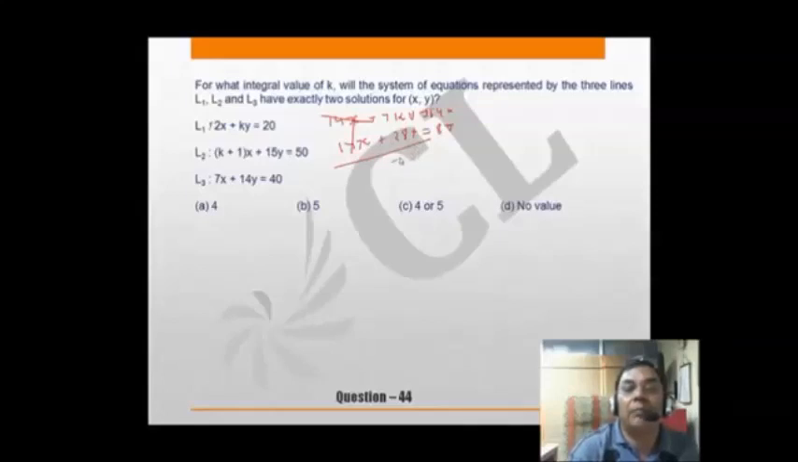28 minus 7k is equal to 60. So y is equal to 60 upon 28 minus 7k.